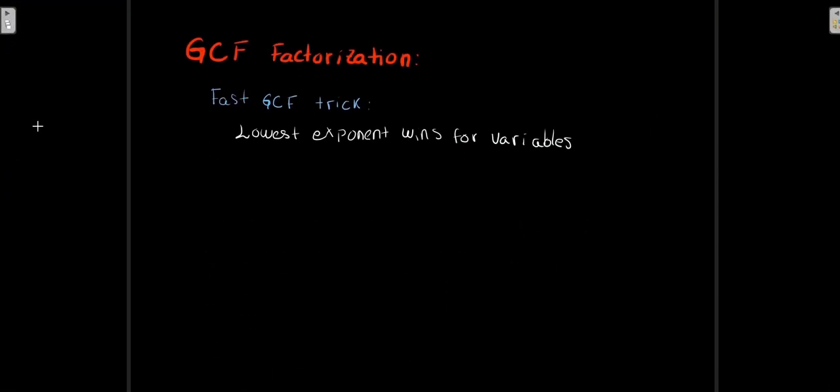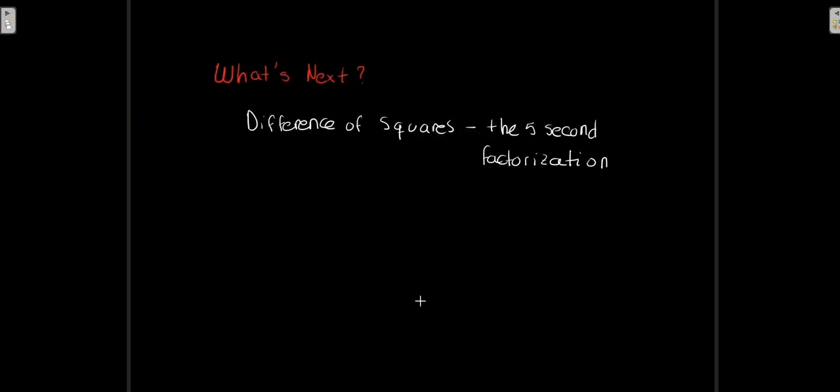Here you have a fast greatest common factor trick. Lowest exponent wins for variables. For example, if you have the expression 12x squared plus 18x, pull the 6 from the 12 and 18. That's the greatest common factor between 12 and 18. And the smallest x power. That means x in this case. And we have 6x times 2x plus 3. And we are done. Mastered greatest common factor.